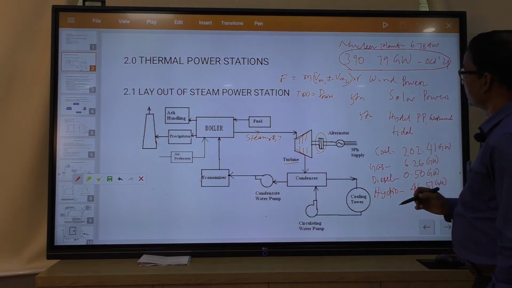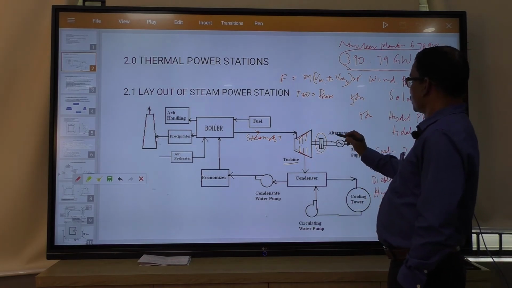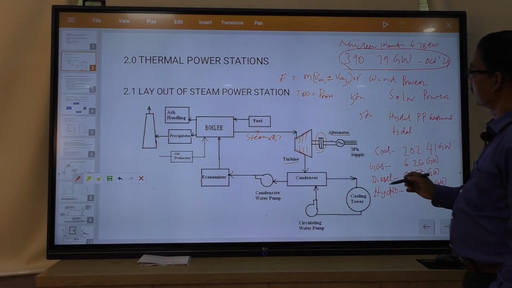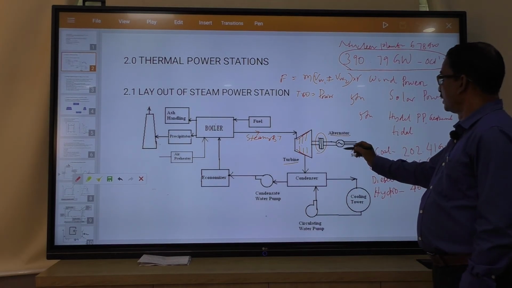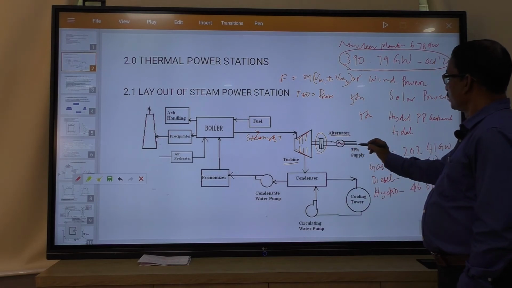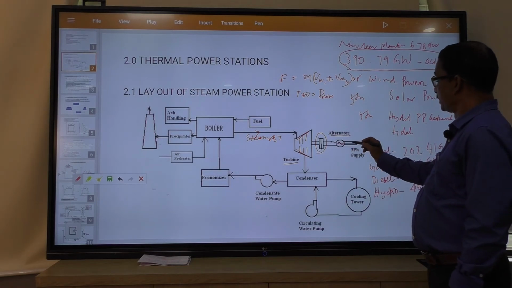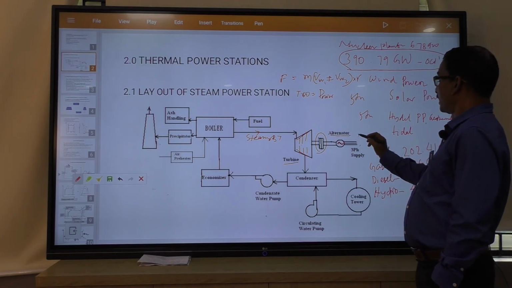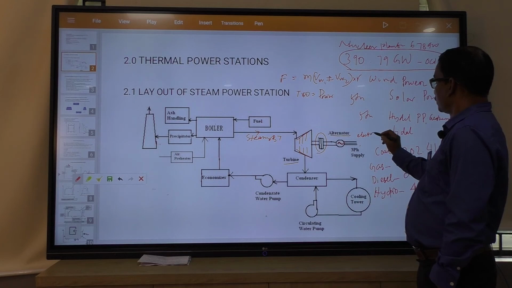The total unit is known as the turbo generator set, TG set, and this is called the generator, also known as the alternator. Here AC, alternating current, is produced, so it is called an alternator. This is the symbol of the generator, and we get a three phase electricity supply. That means we get the output as electrical energy.